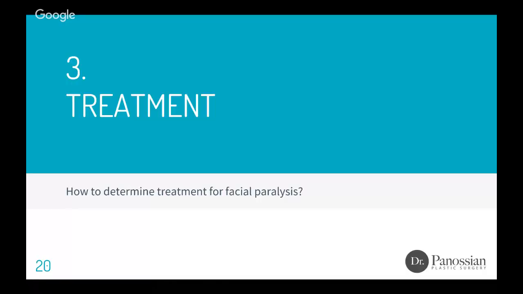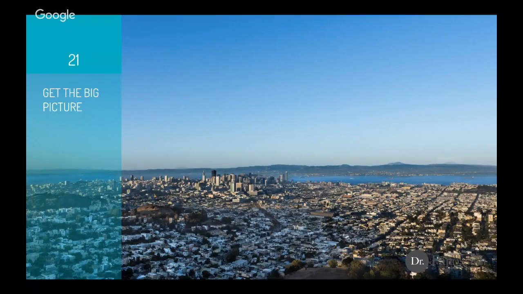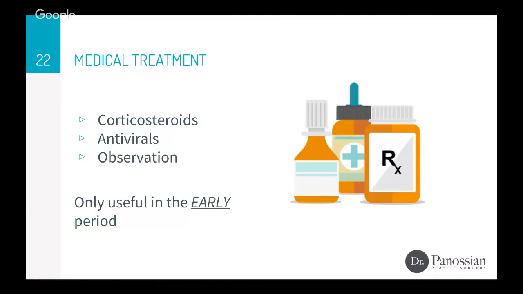Now, we've evaluated the face, we've diagnosed the source of the problem. Now, how do we determine what treatments are available for facial paralysis and which ones should we institute? But it's good to get the overall big picture first. Do we have an early or a late paralysis? Is it a weakness, or is it a total paralysis? All of these issues matter, and it's important to get the big picture of the patient before we begin.